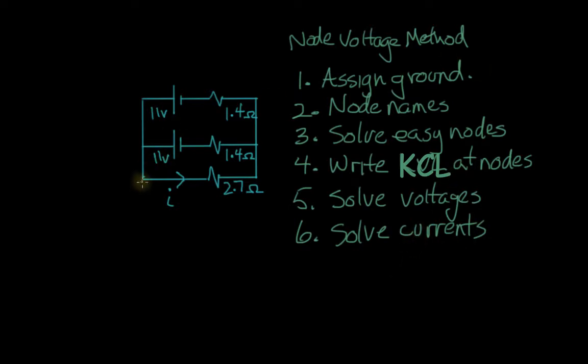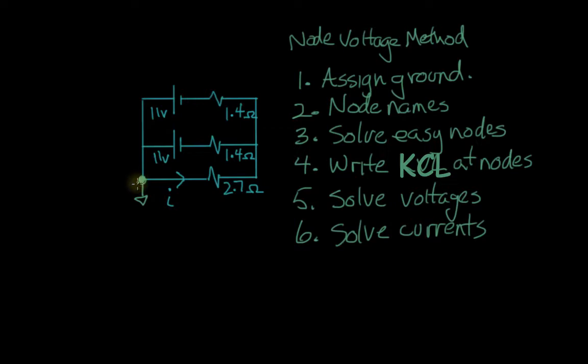Okay, step 1, assign a reference node. I'm going to pick this node here and make that my reference node. And that's the symbol for a reference node. And the reason I pick this node is because I look for the voltage sources and I find out which node the voltage sources are connected to. So these guys are both connected to this node. This seems like a good place to do it.